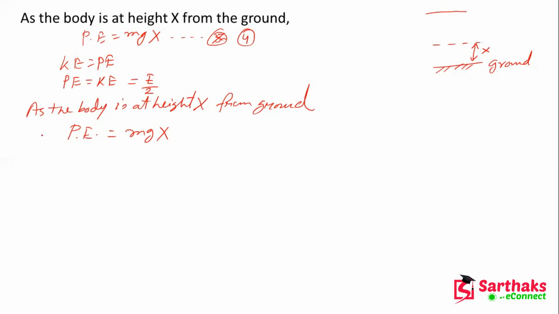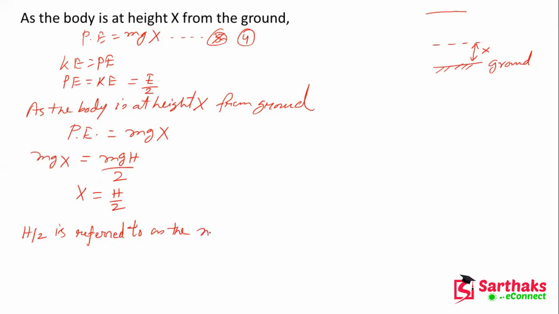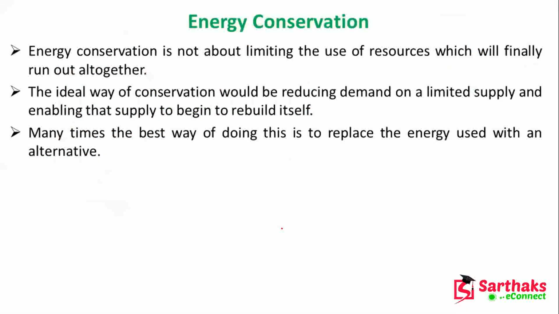Now, so mgx equals mgh divided by 2. So x equals h by 2, where h by 2 is referred to as the new height. Okay. Got the point?